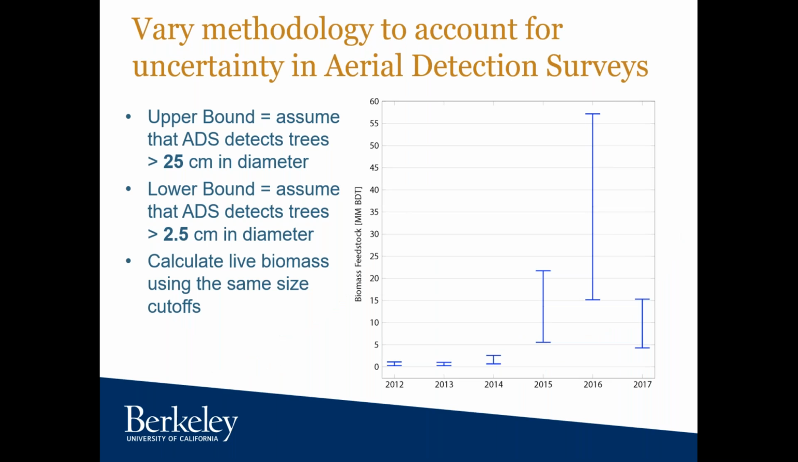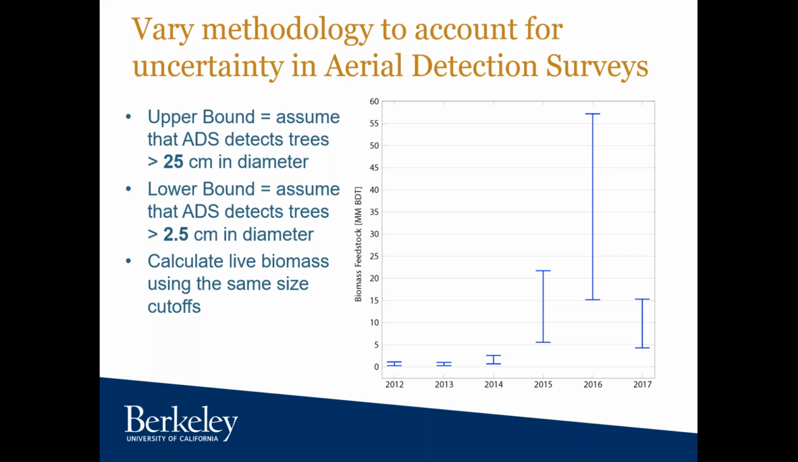Because there's some uncertainty about the aerial detection survey, we had to put a generous upper and lower bound on our estimates. So specifically, what there's uncertainty around is the size of tree that aerial detection surveys can detect. Some small trees might be hidden by the canopy and not detected, but for any given flight of the aerial detection surveys, we don't actually have data on what size tree can be seen.